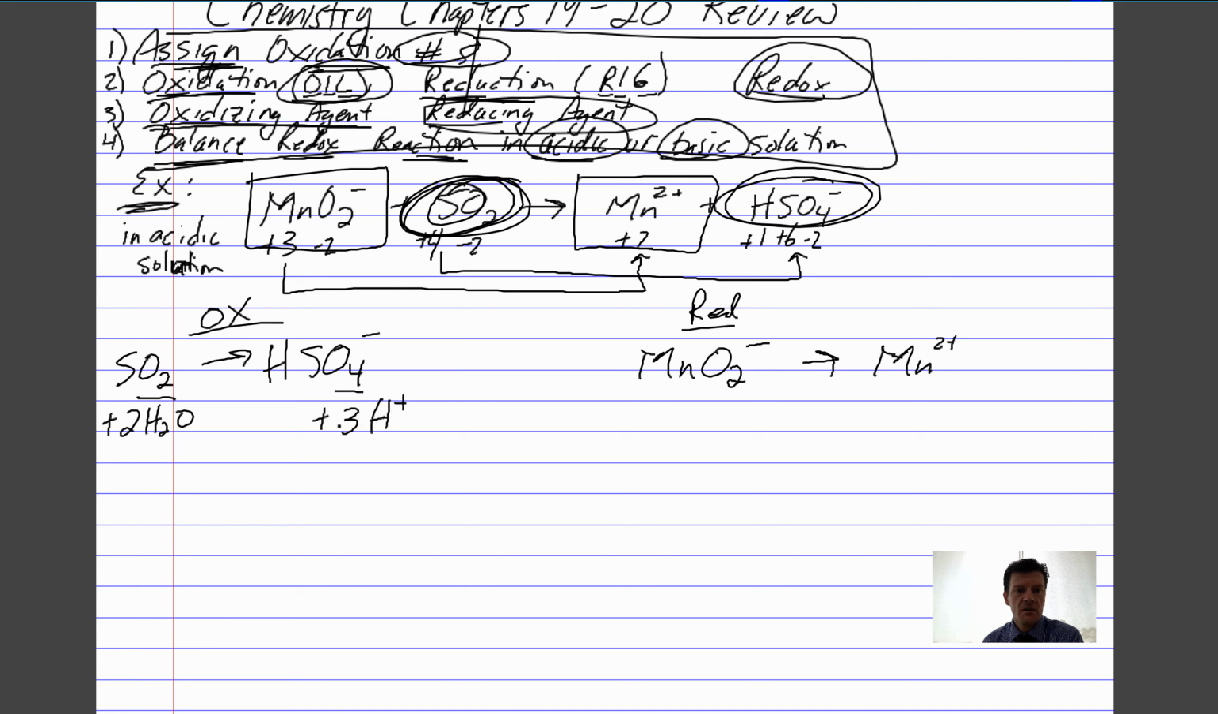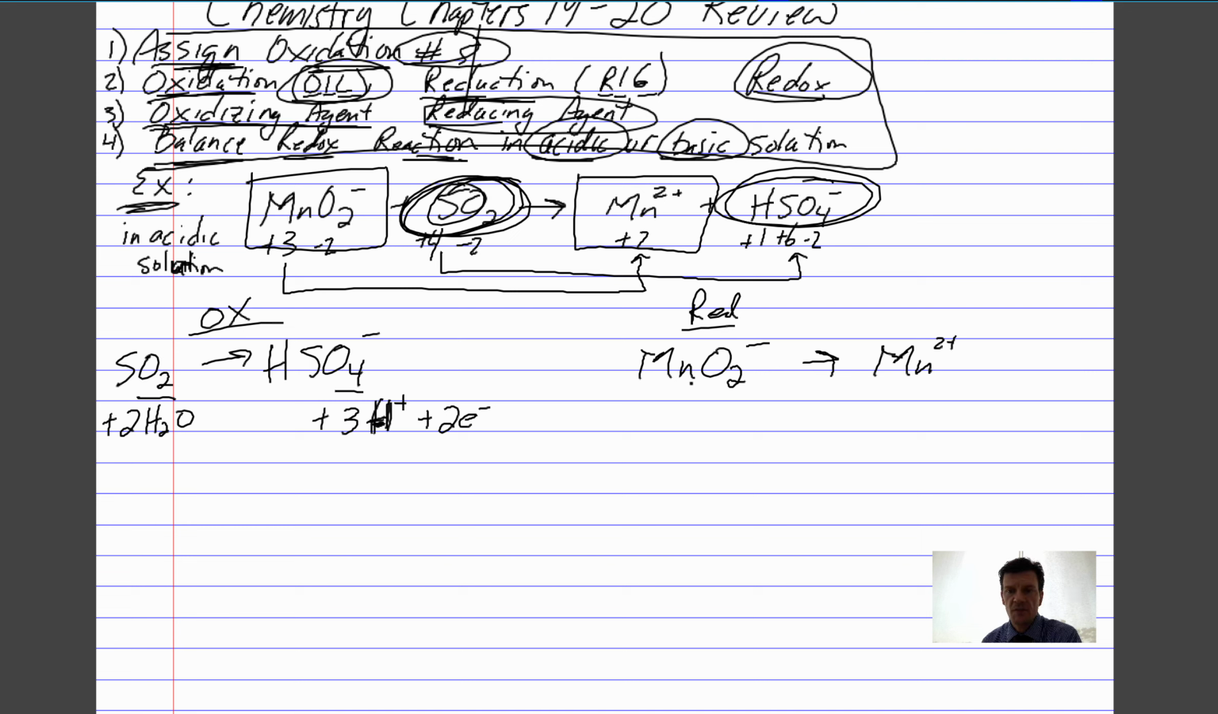Let's go ahead and balance the charge while we're over here on the oxidation side. Over on the left side, it's a total charge of 0. There are no charges over here on the left side. On the right side, it's a negative and 3 positives. So that's a total of positive 2. I'm going to have to bring that down by adding 2 electrons on the right side.